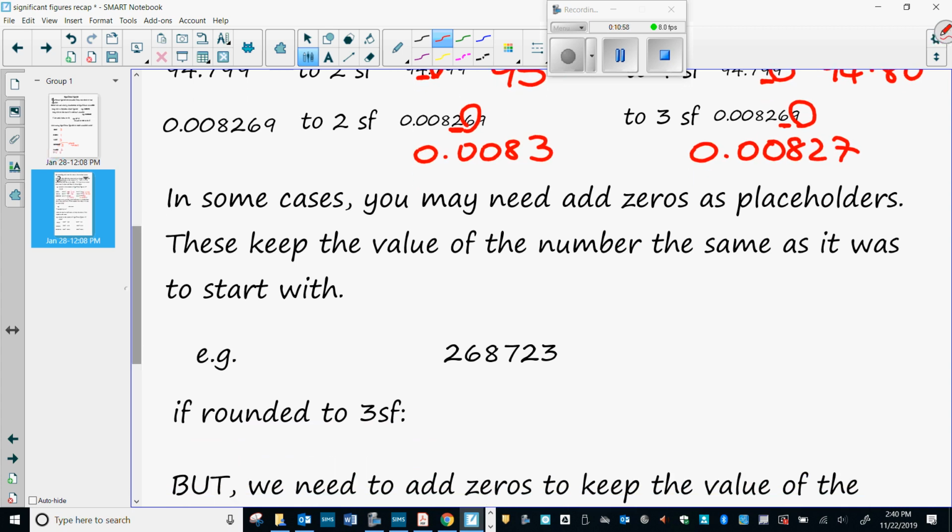Now, as I've been talking about, sometimes we need zeros as placeholders. I like to remind people of money, okay? If I had offered you this much money, what number is this? Taj? 268,723. But that's quite a lot of money, isn't it?